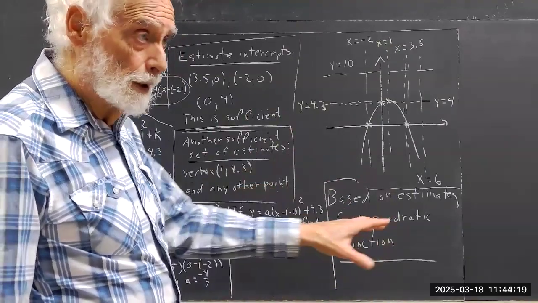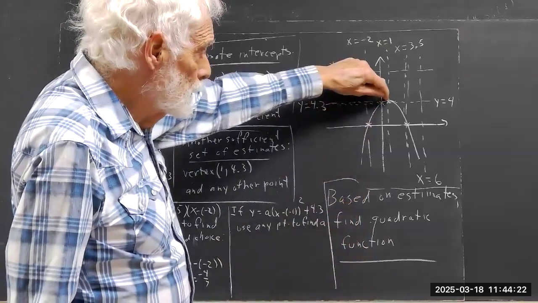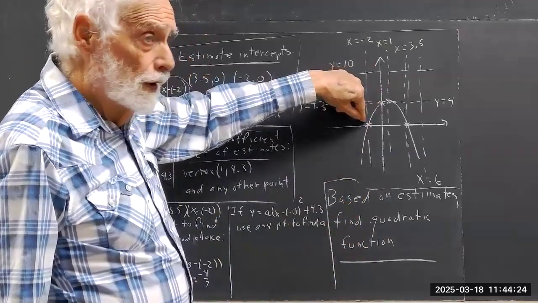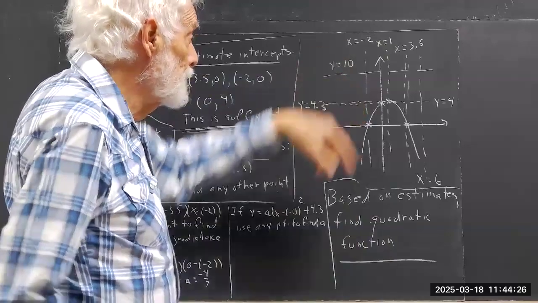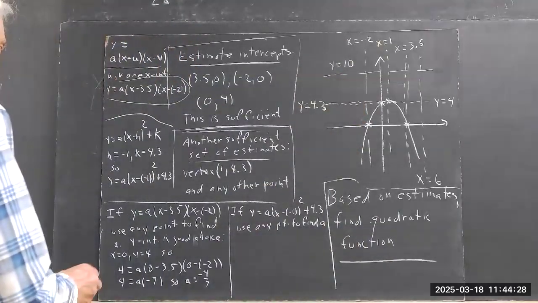You have to make a note of that. I'm not going to write it down, but it's a good policy. Well, this point's pretty far from the vertex, so I'm going to go ahead and use it. It's -2, 0.